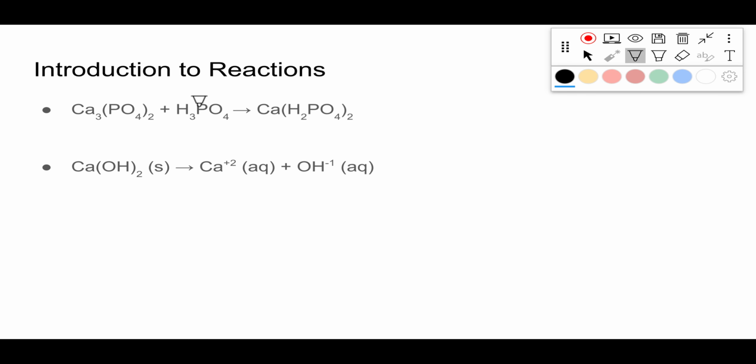So I have a total of 1 plus 2 phosphorus on the reactants. So I have 3 phosphorus on the reactants, and then I have 8 plus 4, so I have 12 oxygens on my reactants. On my product side, this 2 again also is going to distribute in. So I have 2 times 2, which is 4 for my hydrogens, 2 times 1, which is 2 for my phosphorus, and 2 times 4, which is 8 for my oxygen.